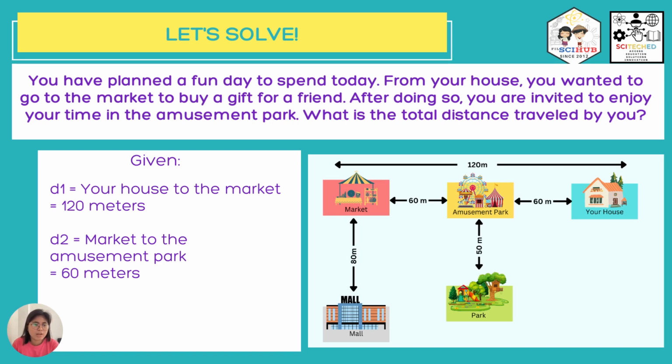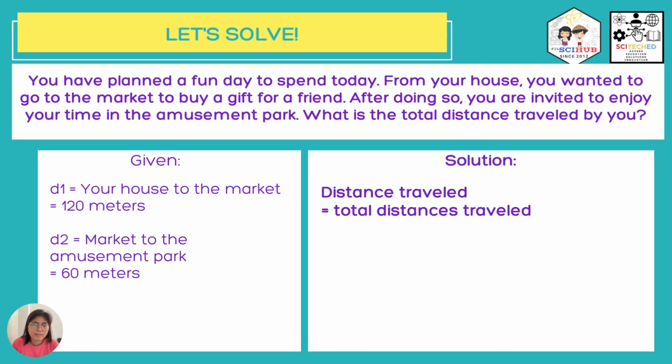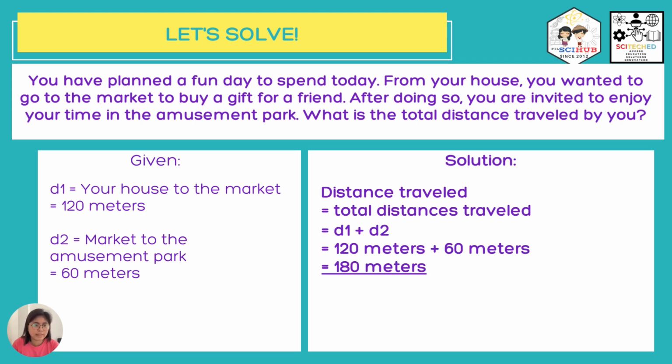So that is 120 meters as based from the diagram. Then from the market to the amusement park, that is another 60 meters. So to solve that, distance traveled is equal to the total distances traveled, or the chunks of the places that you go through, then add those things up. So we have D1 plus D2, so that is equal to 120 meters plus 60 meters, and that is equal to 180 meters. So this is the answer for this problem.